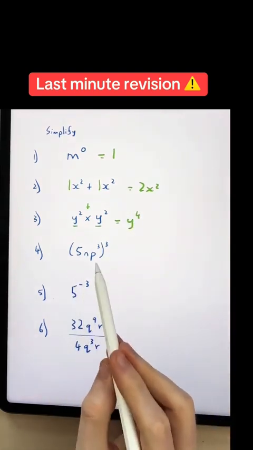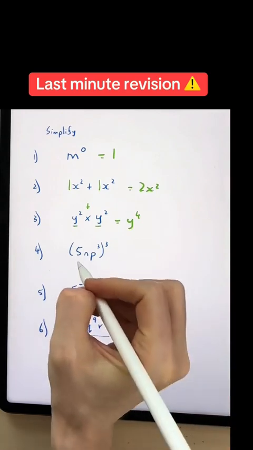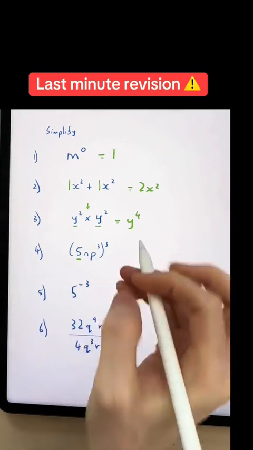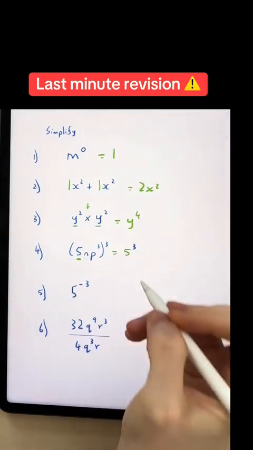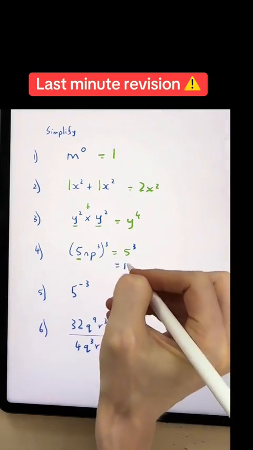Question 4, if you've got a number in brackets raised to a power, you raise that number to that power outside. So you're going to have 5 to the power of 3. And I know 5 cubed means 5 times 5 times 5, which gives us 125.